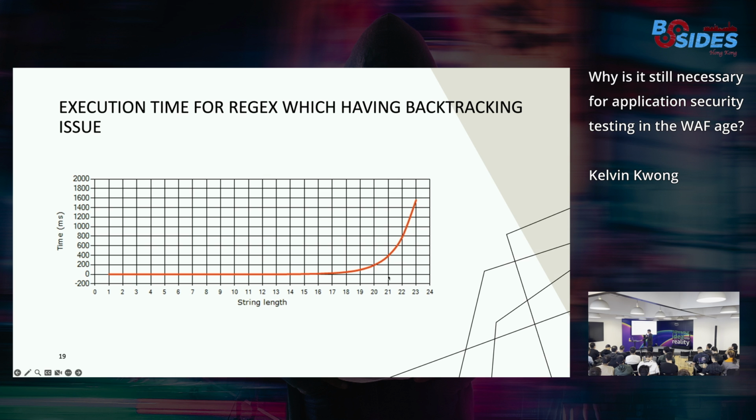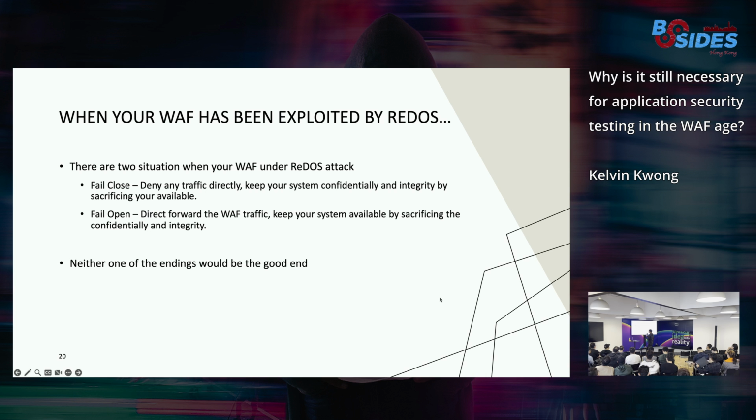But some of you may ask, if the WAF has been shut down or attacked by this kind of method, what could happen? Usually in a WAF there are 2 kinds of setup. Either it will fail closed and block any traffic directly, in order to keep the confidentiality and integrity, because sometimes the attack may be quite deadly. It can wipe off your database. Sometimes it can also retrieve some confidential information. But the drawback is that no one can access your web applications if your WAF goes down.